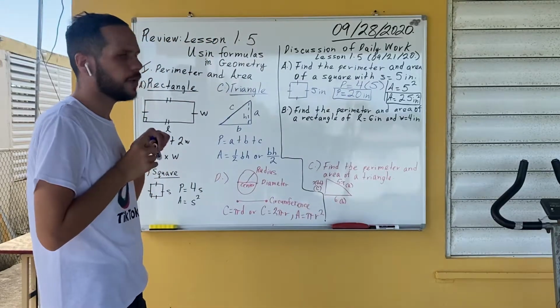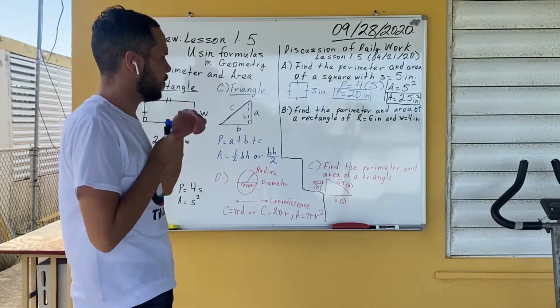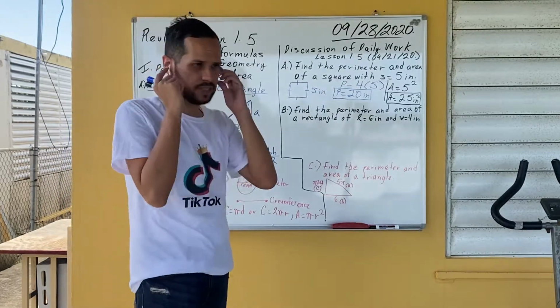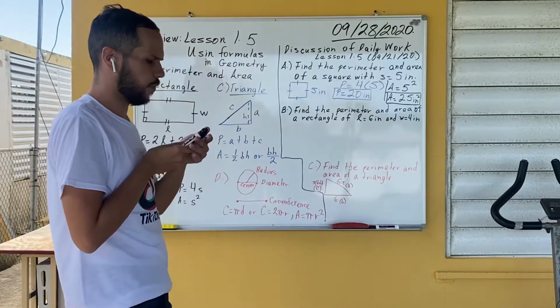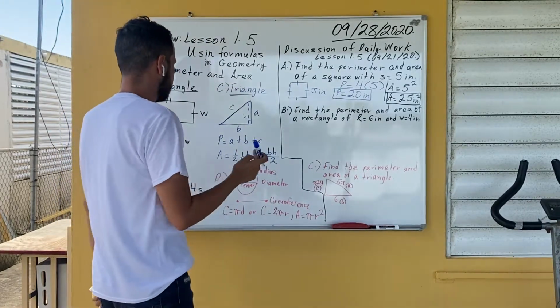Now we're going to go to problem B. Find the perimeter and area of a rectangle that has a length of 6 inches and a width of 4 inches. So let me draw the rectangle. It's going to be something like this.